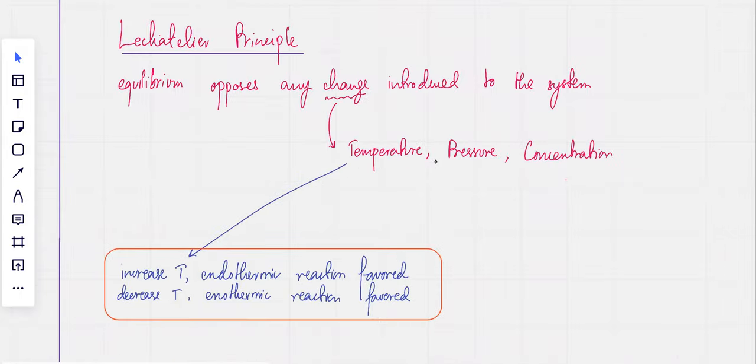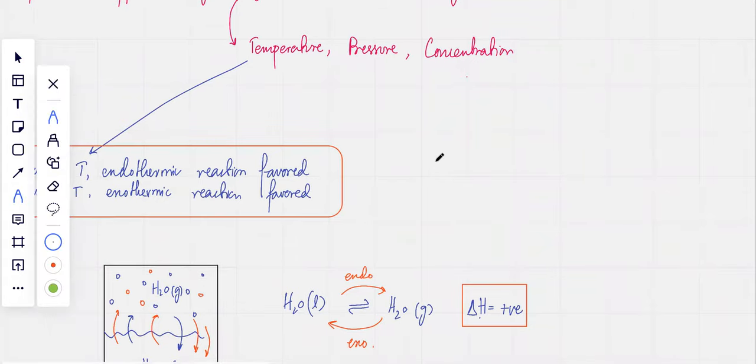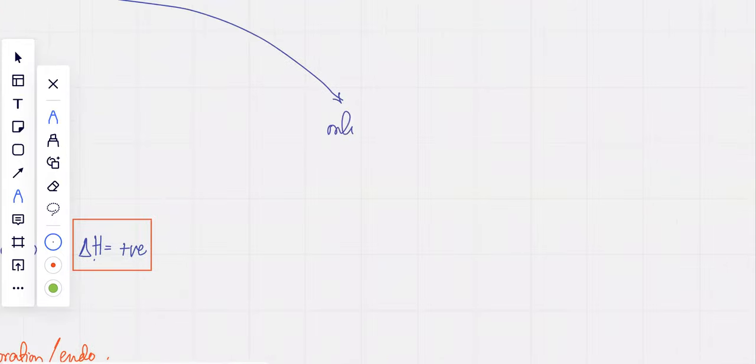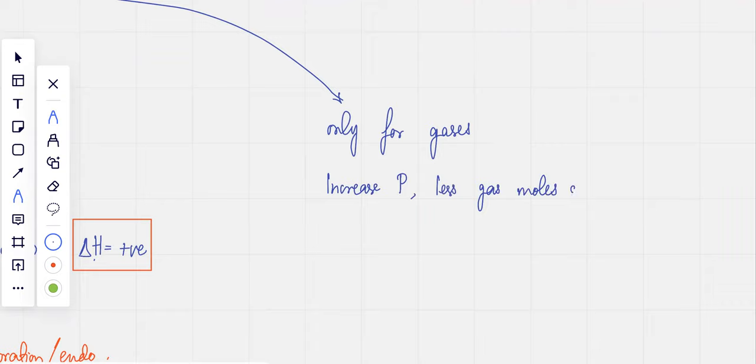Next one. Let's talk about pressure. Now, remember, the only thing that's going to be affected by pressure is our gases. So this is only for gases. And the rule is that if you increase pressure, then the side which has fewer gas moles would be favored, or the side that has less gas, that's going to be favored.